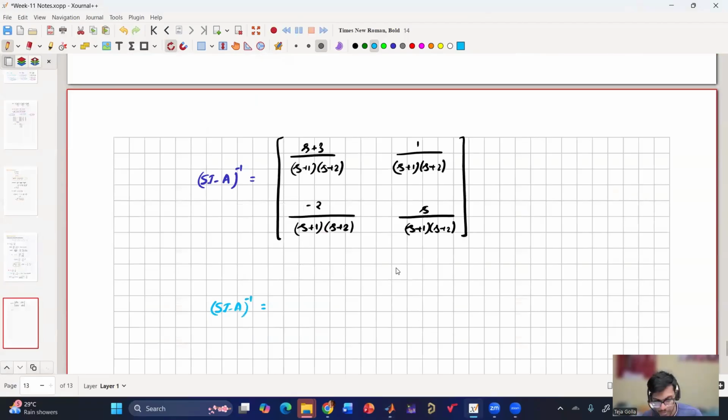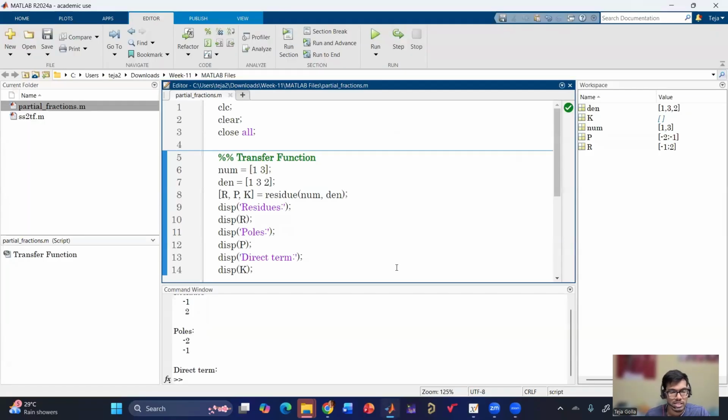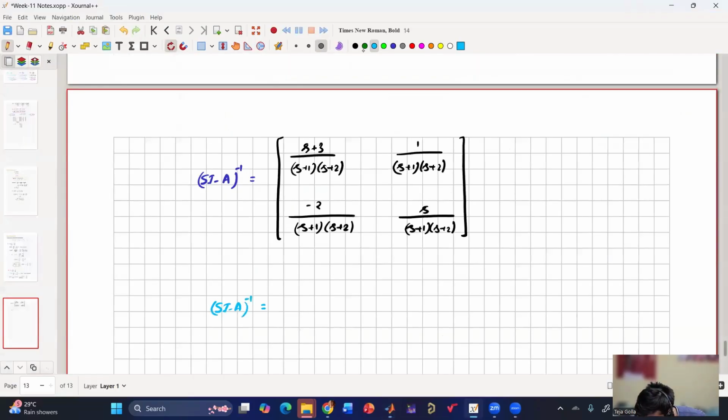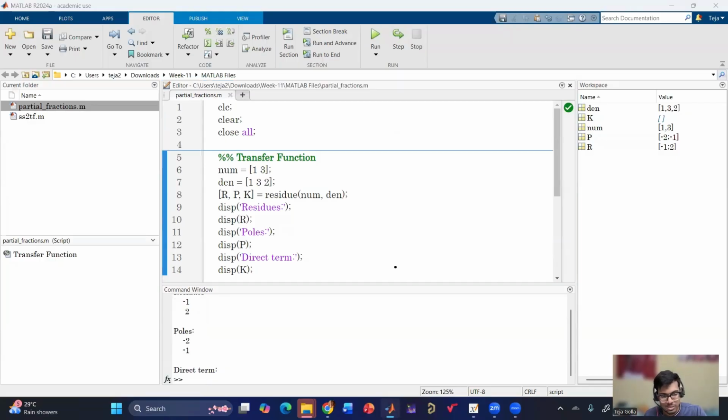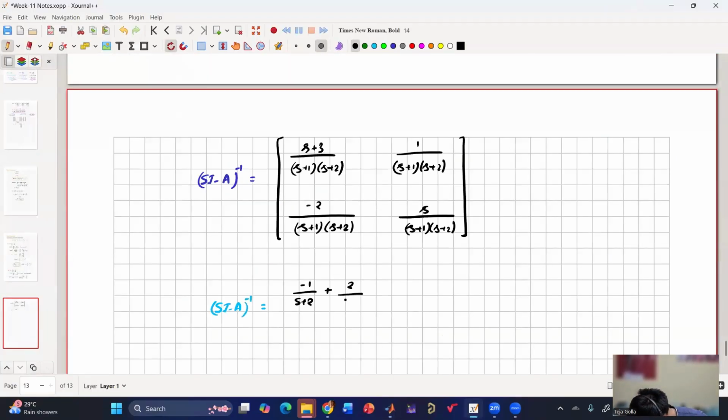So first, let me write the first expression. The first expression is -1 by S plus 2. So we'll get -1 by S plus 2 plus 2 by S plus 1. So we can actually combine and then check. So it will be minus S minus 1 plus 2S plus 4. So it is S plus 3. So it is coming to be correct.